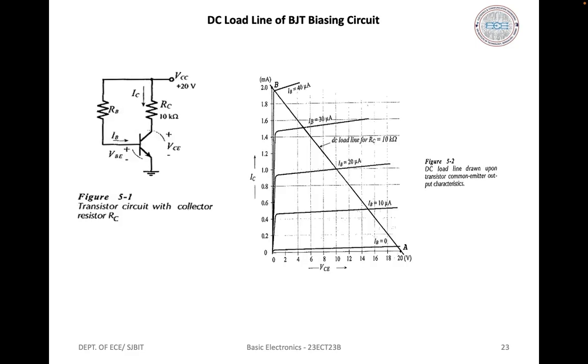So here we'll be discussing the DC load line of a BJT biasing circuit. In order to understand the concepts of BJT biasing, transistors used in amplifier circuits must be biased into an on state with constant levels of collector, base and emitter current and constant terminal voltages. The levels of IC and VCE define the transistor DC operating point.